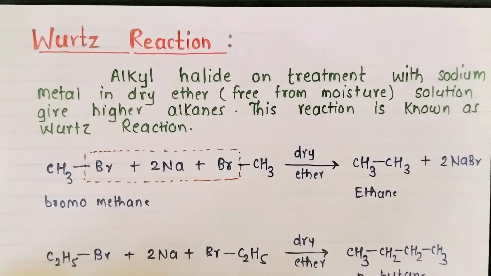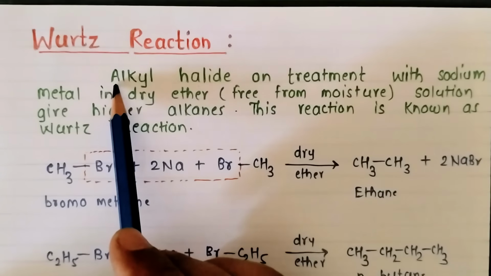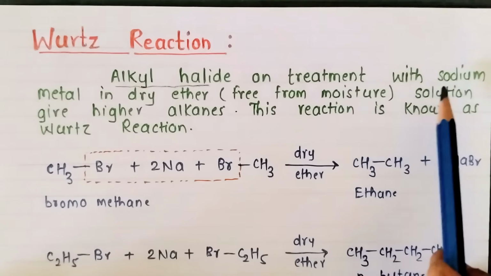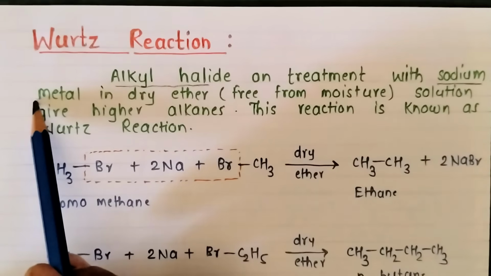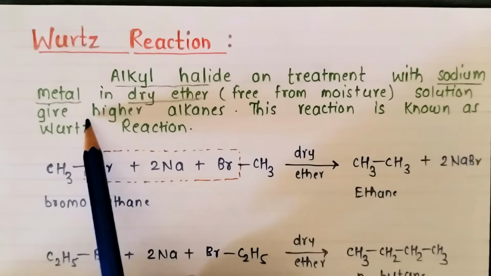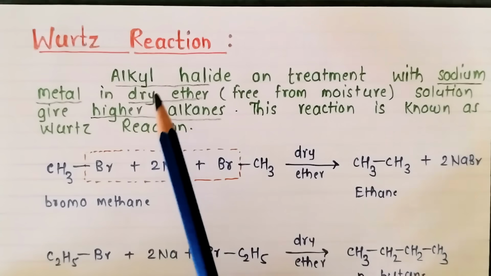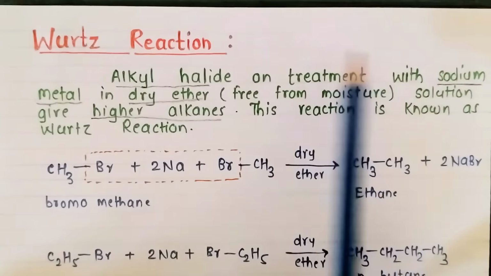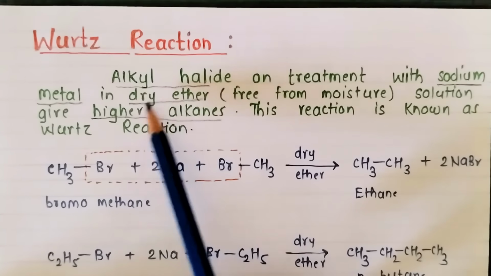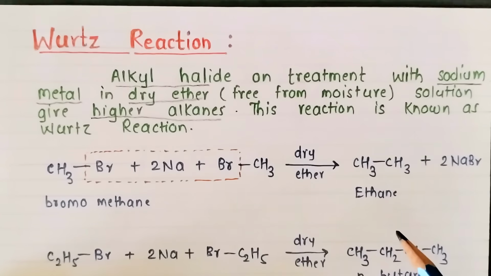Now we understand the next method for preparation of alkanes, the Wurtz reaction. In the Wurtz reaction, alkyl halide, on treatment with sodium metal in dry ether solution, gives higher alkanes. So what is a Wurtz reaction? Alkyl halide on treatment with sodium metal in dry ether forms higher alkanes. This reaction we call a Wurtz reaction.